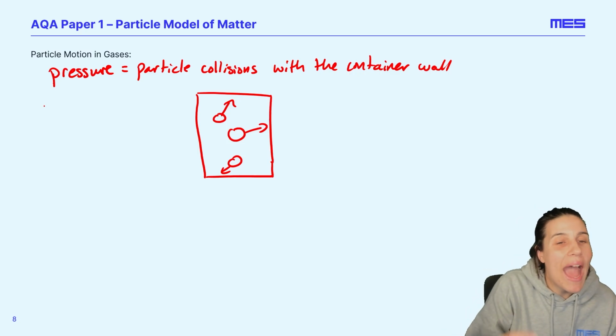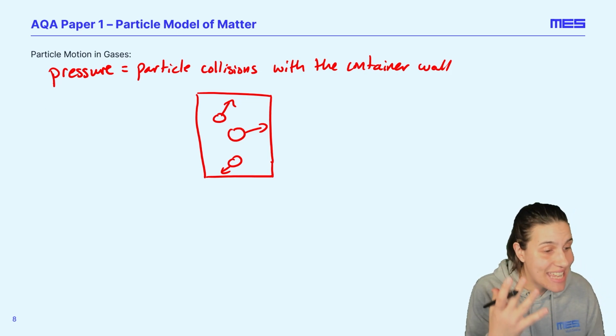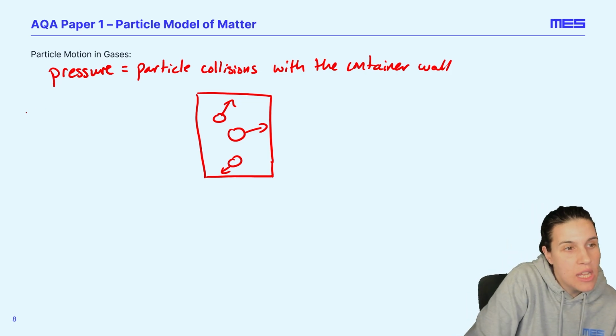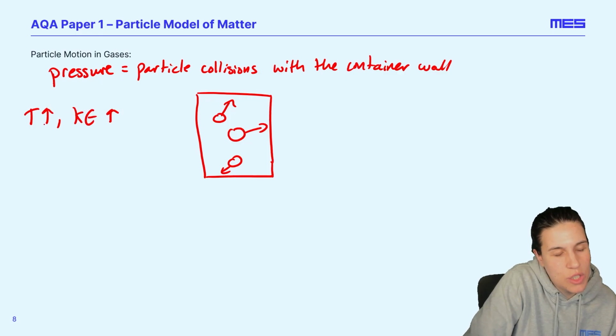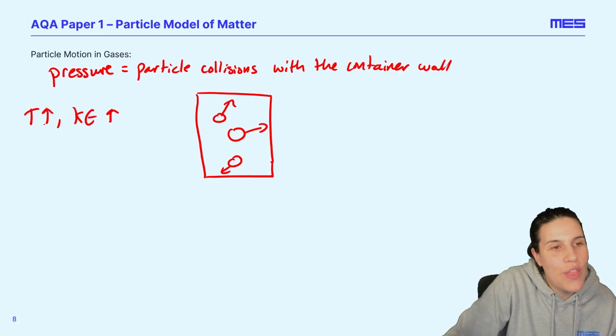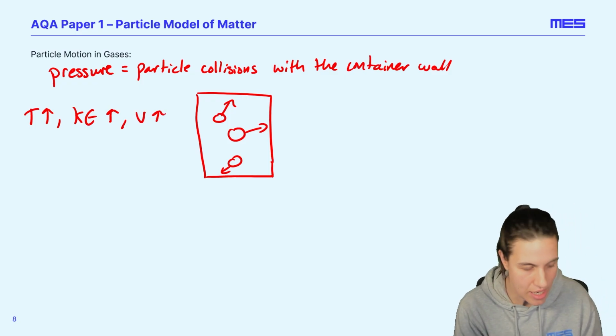Okay. Now, you need to know about the link between pressure and temperature, and this comes up quite a lot. So as we increase the temperature of this gas, we know that the kinetic energy of the particles is going to increase. So as the temperature increases, the kinetic energy of those particles is also increasing. So that means that the speed of the particles is increasing.